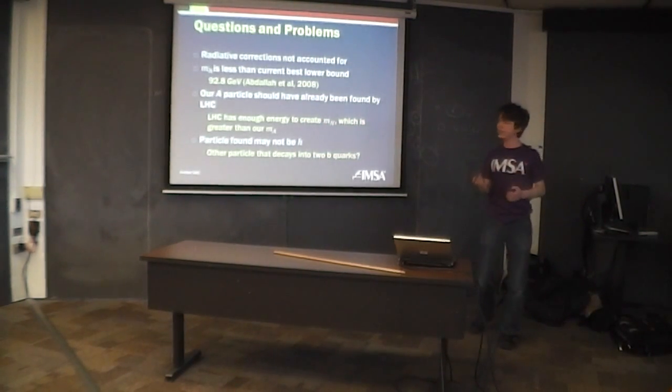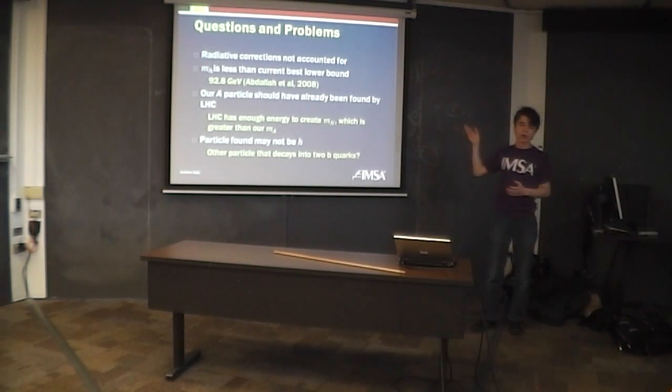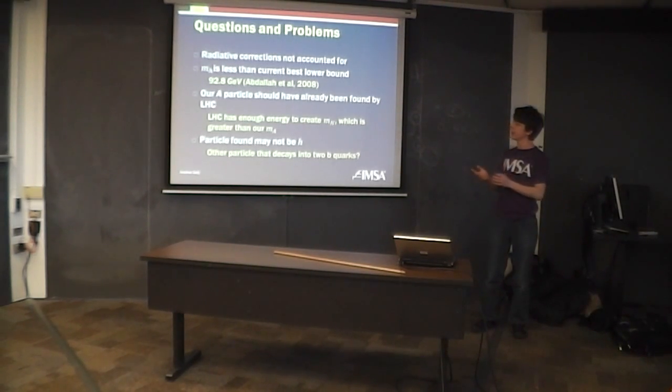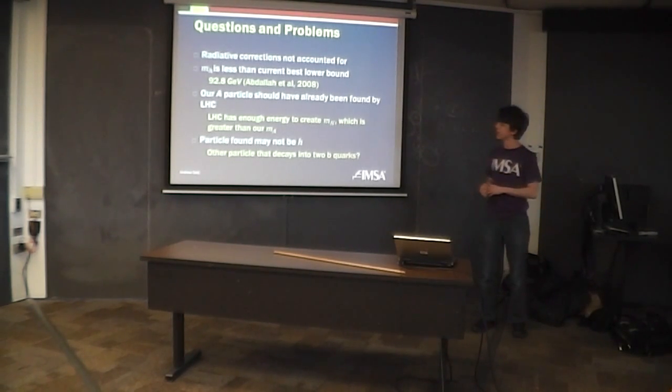So, looking at these results, there are some problems. One, we failed to account for radiative corrections, which are substantial. Furthermore, LHC experiments have already shown that the little Higgs is greater than 92.8 GeV, and our experiment showed that it was below that. So our results seem fundamentally limited in this sense.